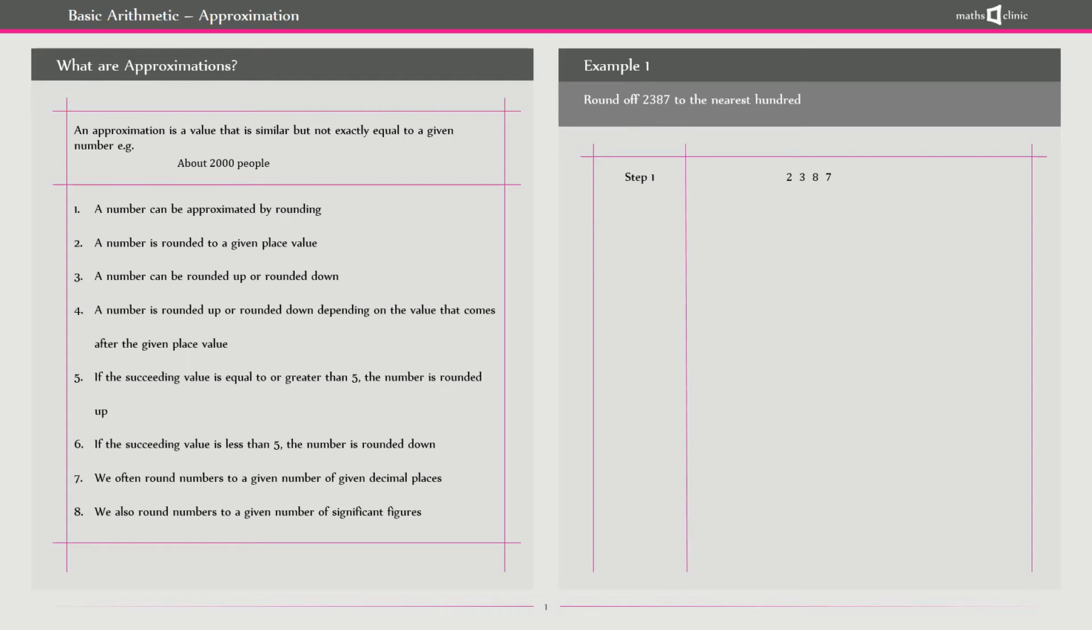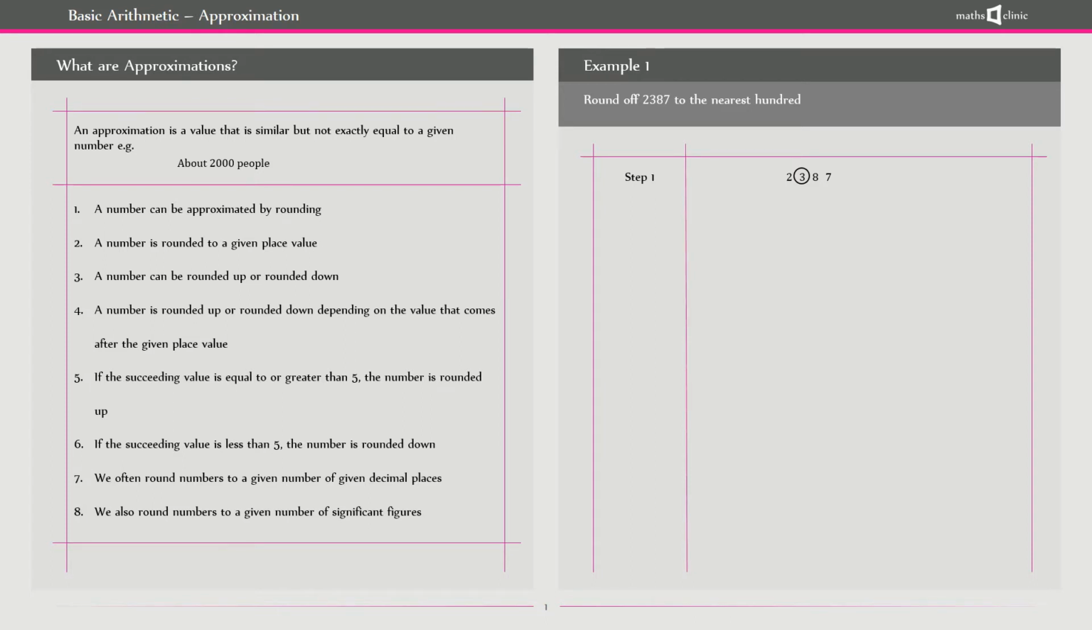So we write our number down, and we identify which digit is in the 100 place value. At the moment, we have 2387, with thousands, hundreds, tens, and units, and we have 3 as our number here. So 3 is the digit we're considering in this question. Then what we need to do is look at the number that comes after 3, i.e.